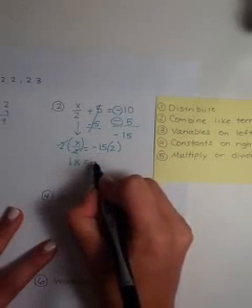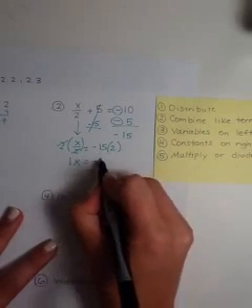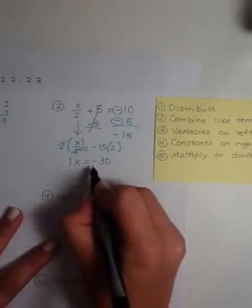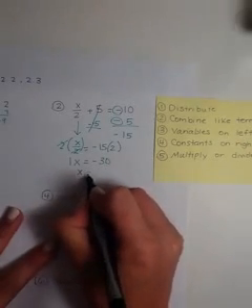Equals negative times the positive. We know that'll be a negative. 15 times 2 is 30. I have solved that x equals negative 30.